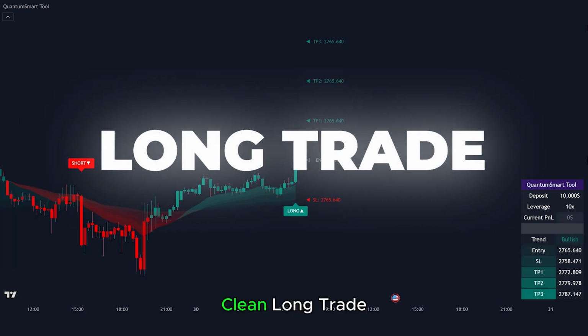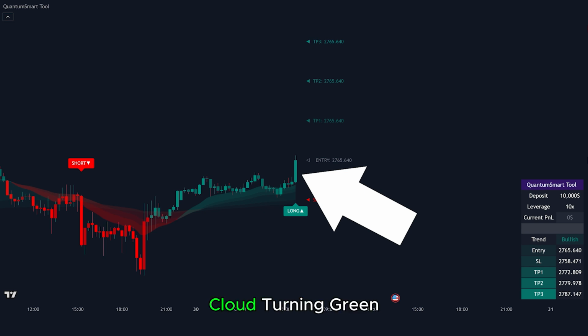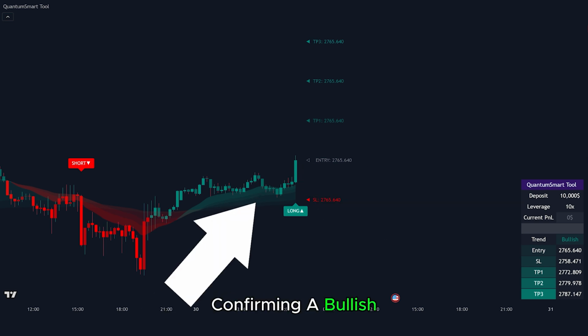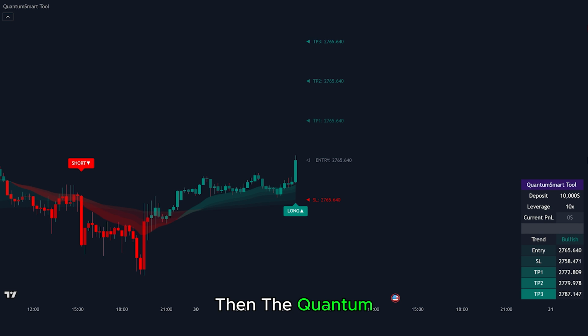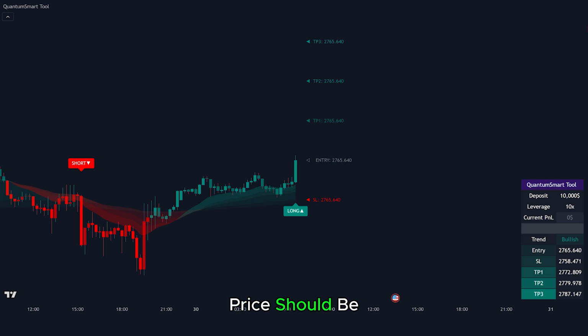This is a clean, long trade setup. First, we can see green candles forming and the trend cloud turning green, confirming a bullish trend. Then, the Quantum Smart tool gives a long signal. Rule number 1. The tool must show a green cloud. Rule number 2. Price should be trading above the cloud. Rule number 3. A long signal with entry, stop loss, and take profits must appear.